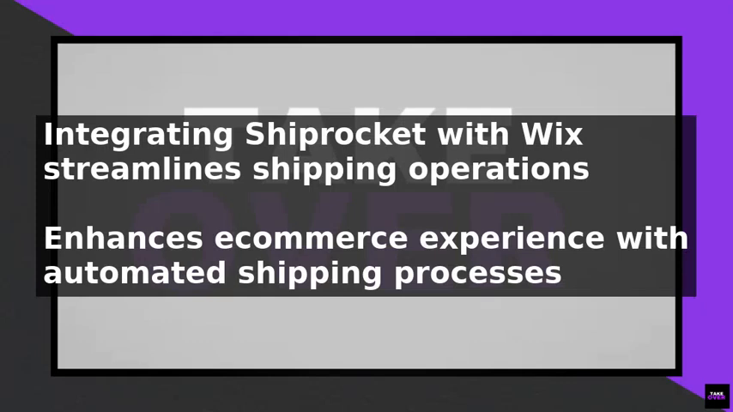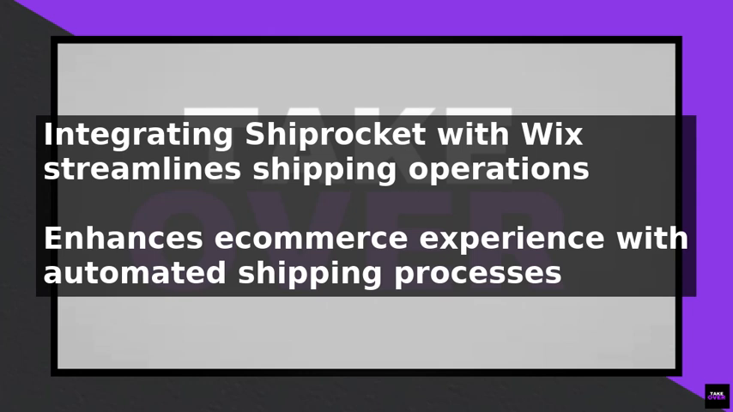Integrating Shiprocket with Wix is a straightforward process that enables you to streamline your shipping operations and enhance your e-commerce experience. To begin, you need to have a Wix online store and a Shiprocket account. First, log into your Shiprocket account and navigate to the Settings section where you will find the API keys. Copy the API key and API secret. You will need these to integrate Shiprocket with Wix.